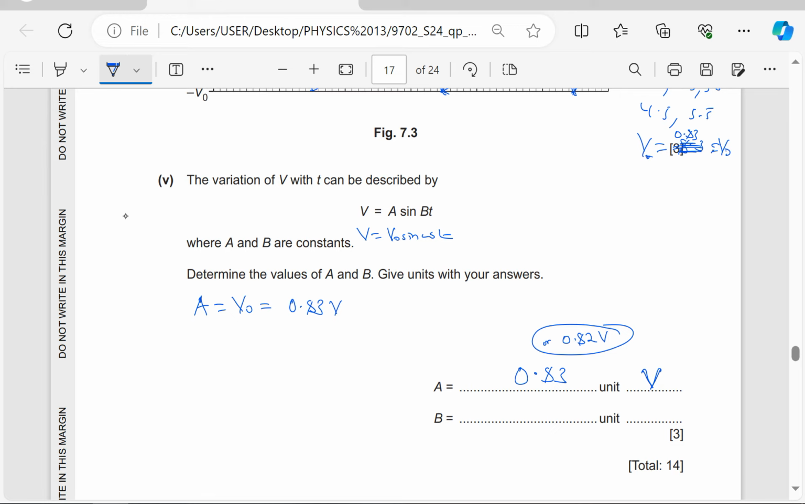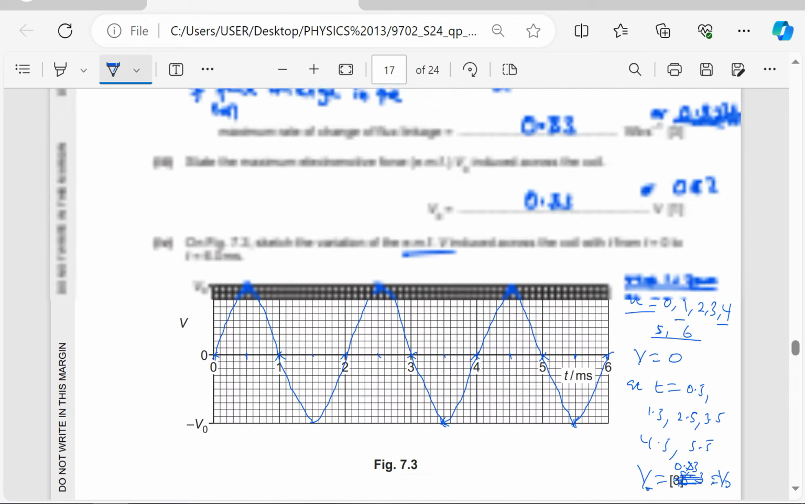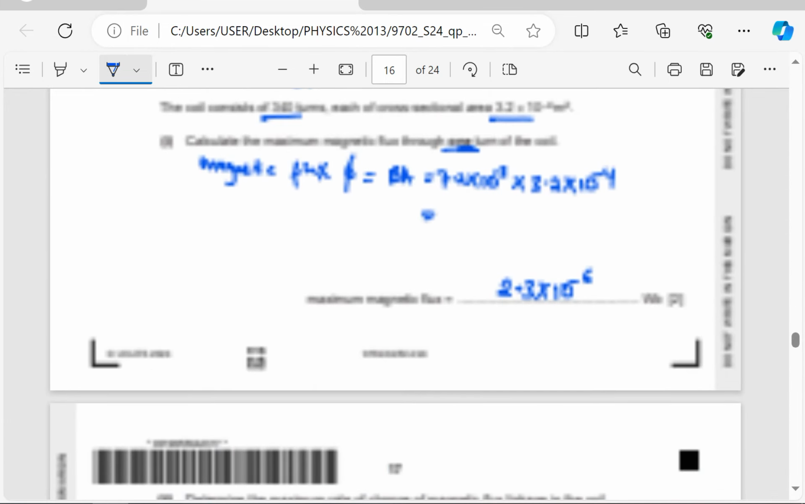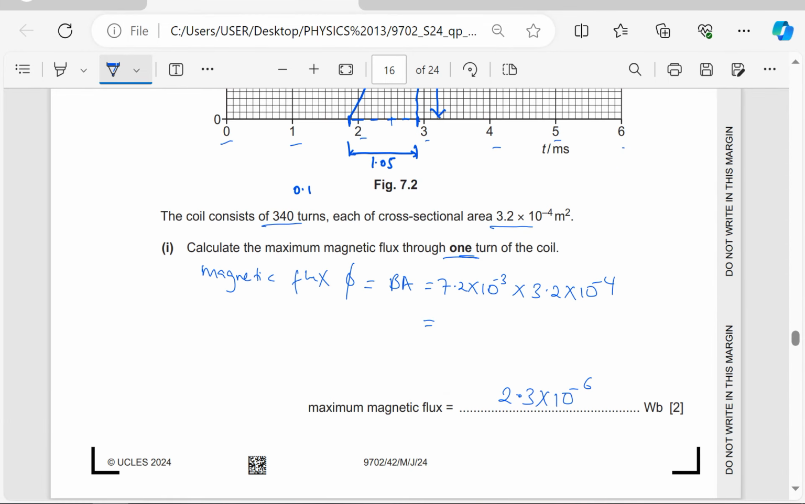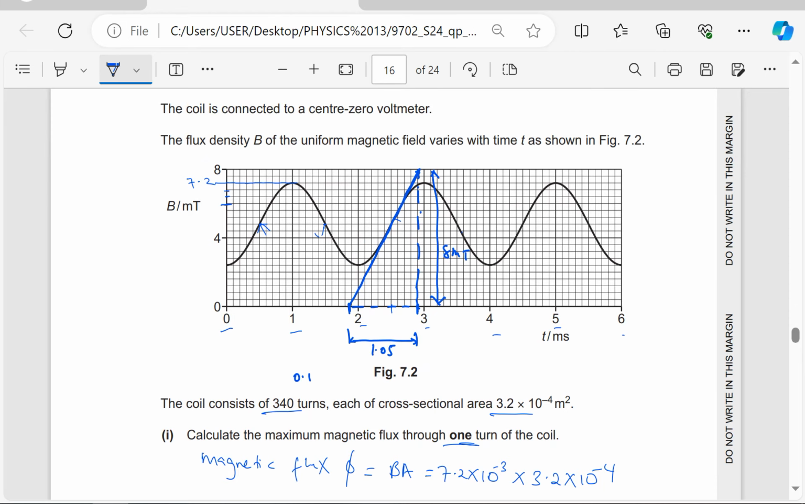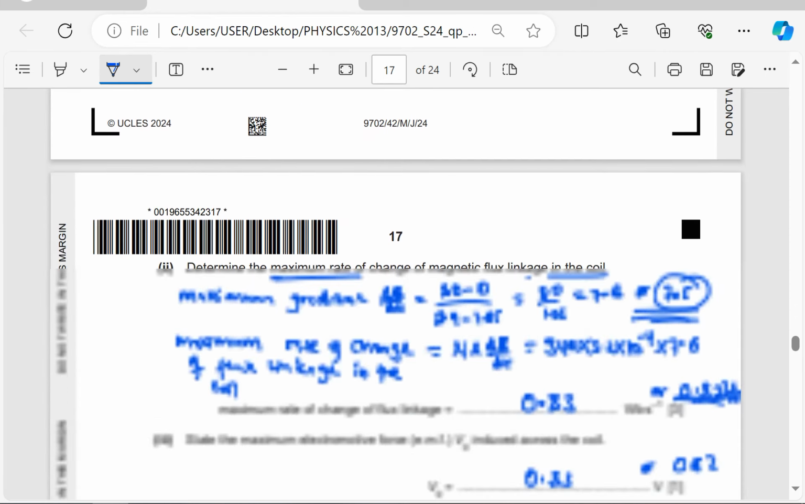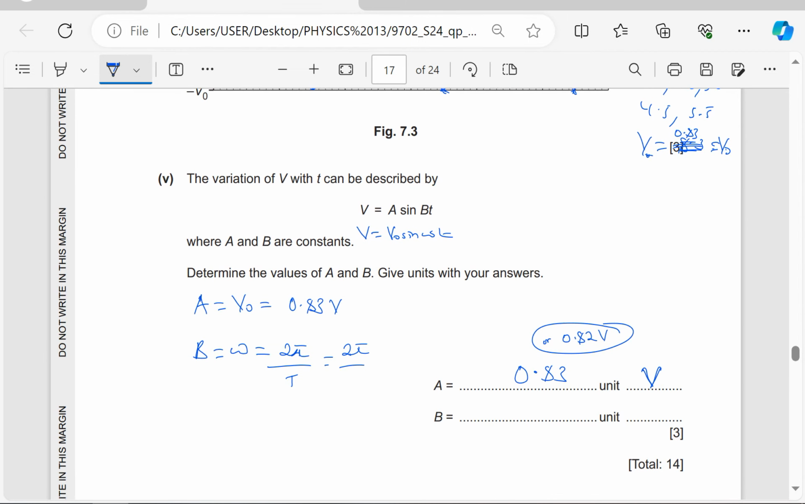Then omega is equal to B. B is equal to omega. And of course, omega can be got from 2 pi divided by the period, which will be 2 pi divided by T. What is T from the graph? The period is going to be 1 to 3. I think the period is 2 milliseconds. So the period is 2 milliseconds from the graph.